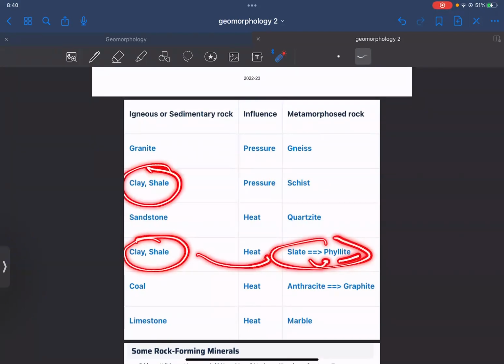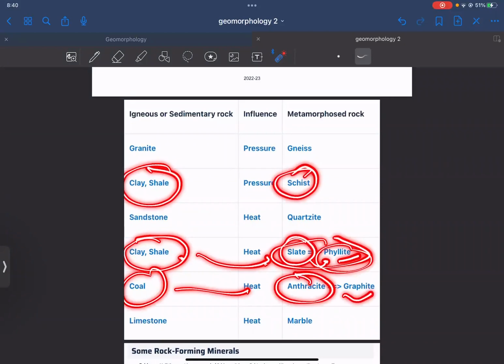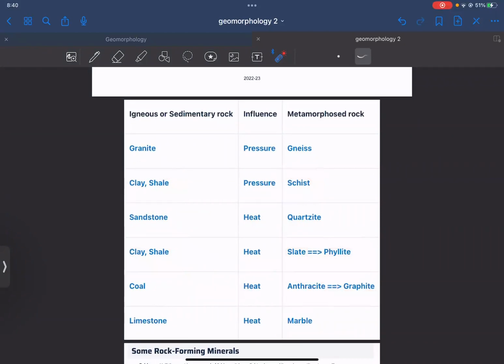Remember, clay or shale on pressure creates schist. Clay or shale on heat creates slate, then phyllite. Coal on heat produces anthracite, then graphite. Limestone on heat produces marble. You need to remember these because they can be asked in the prelims.